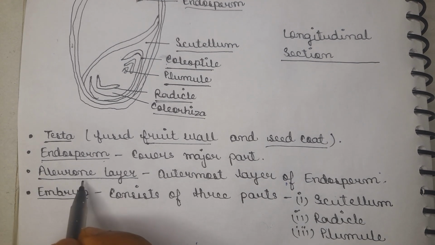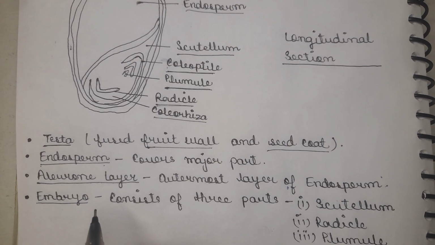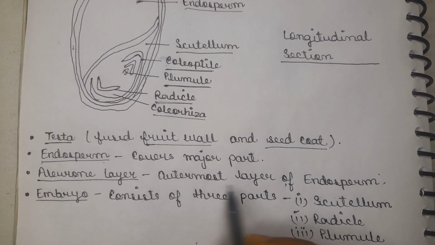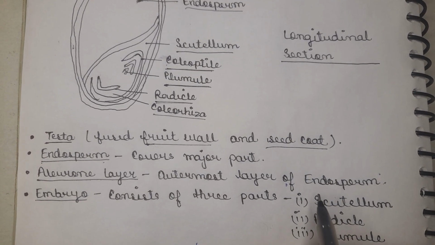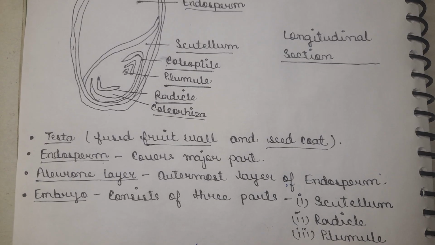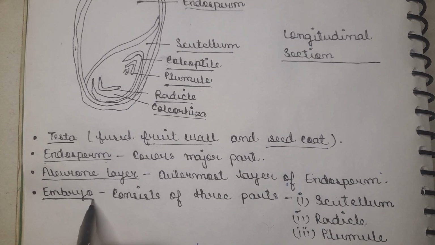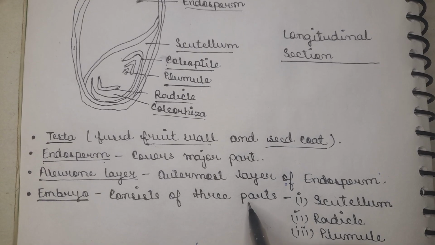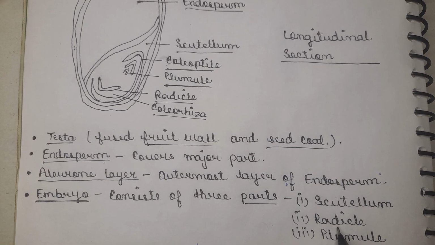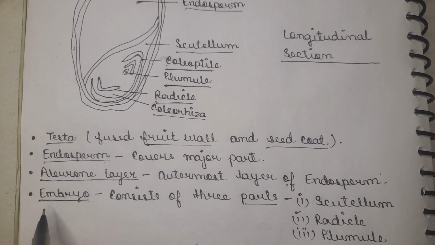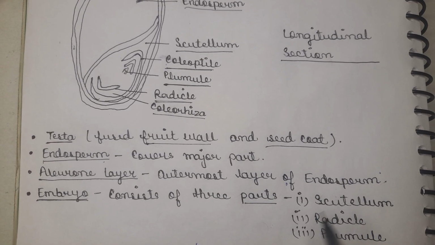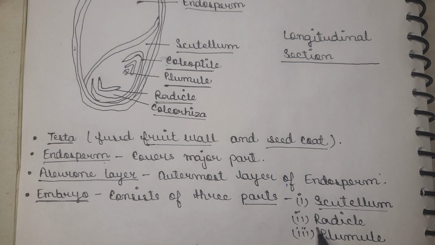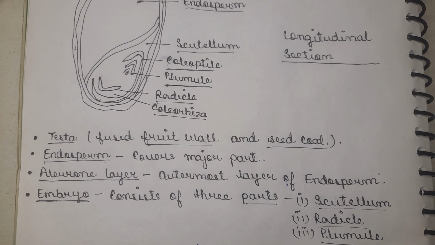The third one is the aleurone layer, that is the outermost layer of the endosperm and very rich in protein. The fourth one is the embryo. As we have seen in the dicotyledonous seed, the embryo consists of two parts: the first one was the radicle and the second one was the plumule. Now in the monocotyledonous seed, the embryo consists of three parts. The first one is the scutellum, the second one is the radicle, and the third one is the plumule.